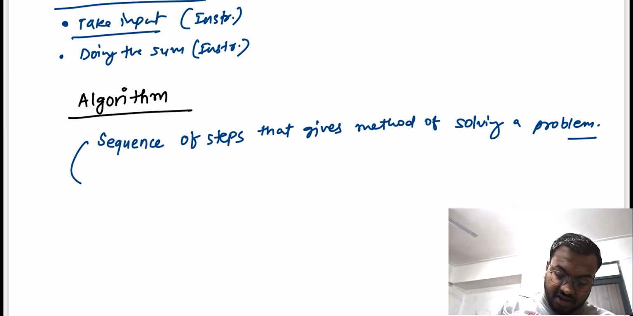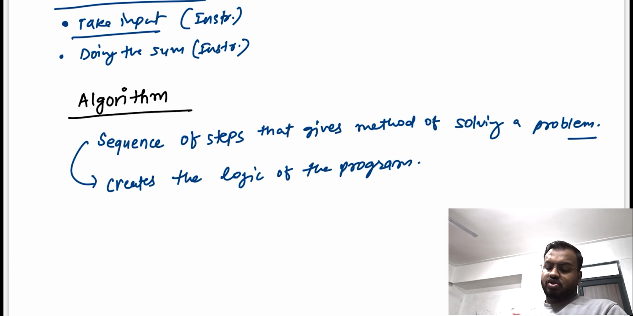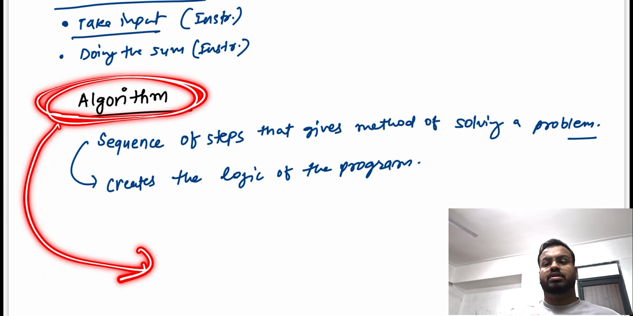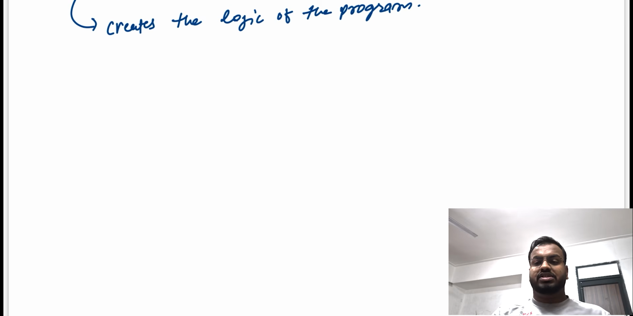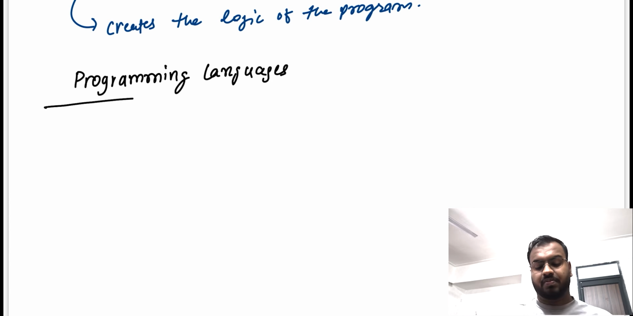Algorithm creates the logic of the program. On the basis of this particular algorithm that you are developing, program code is written. So I hope this is clear. Next term is programming languages. Now we will discuss what are programming languages.